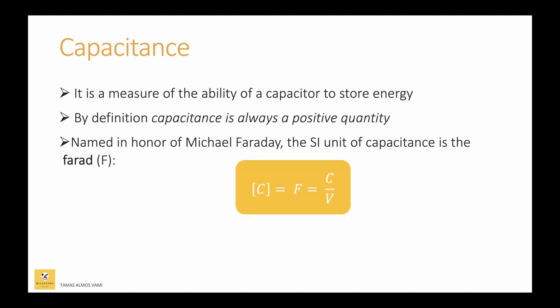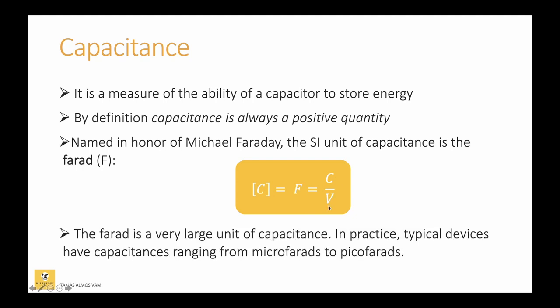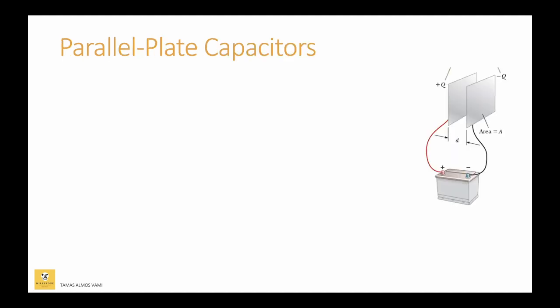We use the letter F for it, so the capacitance C. This is not the coulomb, right? This is C for capacitance. The unit of it is farad, which is the coulomb over the volts. A farad anyway is a very large unit. In real life, you don't really see anything which is even close to 1 farad. The typical devices range from microfarads to picofarads.